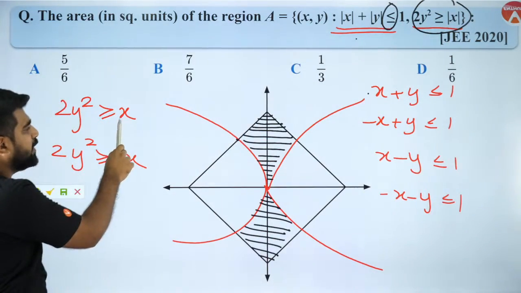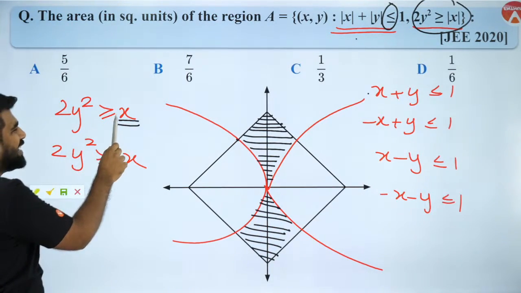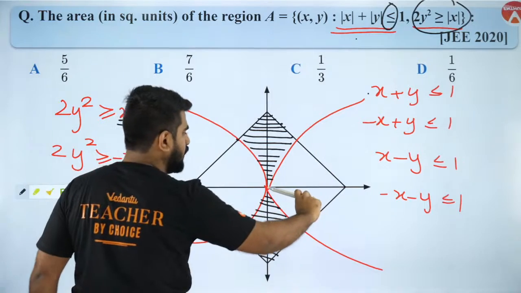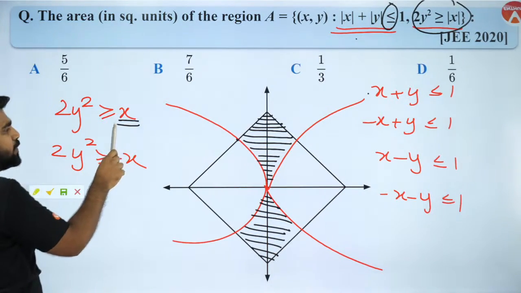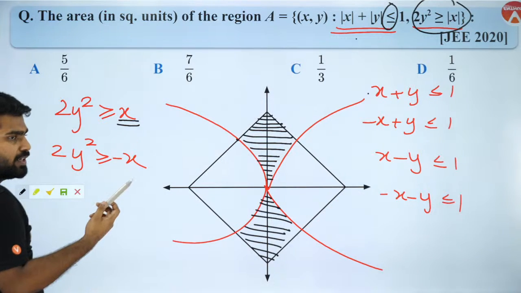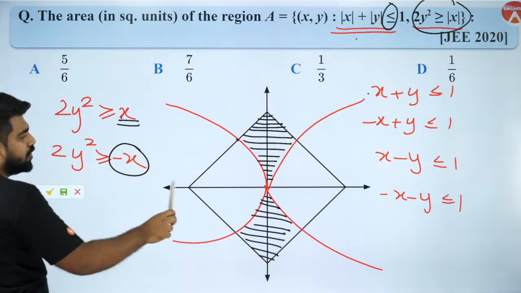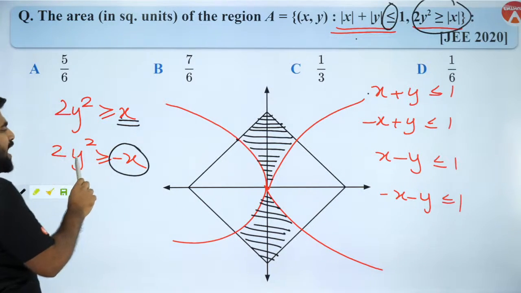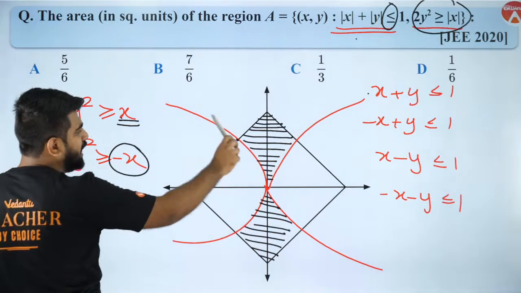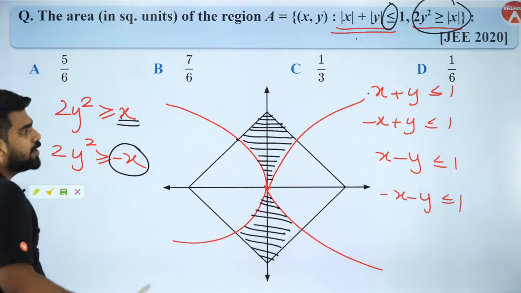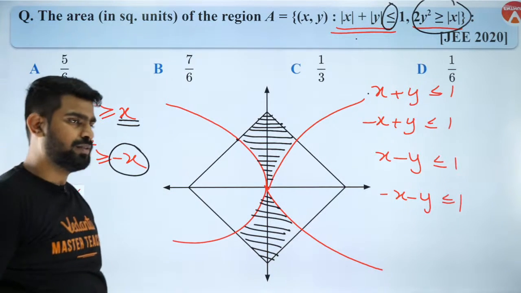Now mod x can be positive for x positive. So it will be 2y square greater than or equal to x for x positive. So for x positive, it will be like this. It is just y square greater than or equal to x by 2, which is your standard parabola. And then if x is negative, it will be minus x. So for the x negative region, it will be y square greater than or equal to minus x by 2, which will be everything outside the left side parabola. So the common region of intersection will be the shaded area. I hope you guys got it.